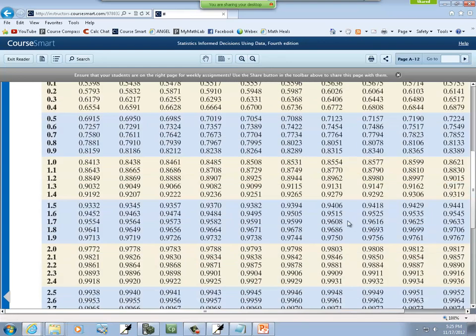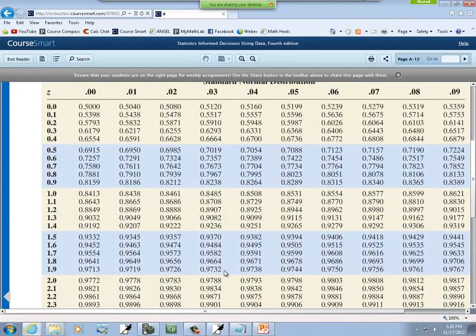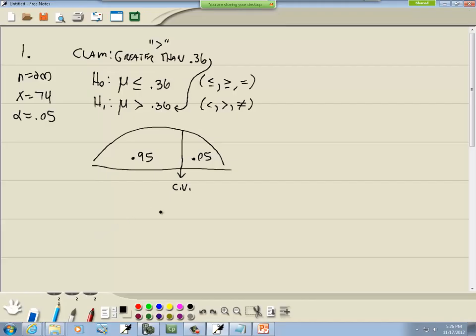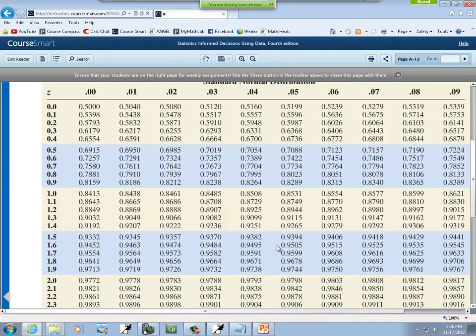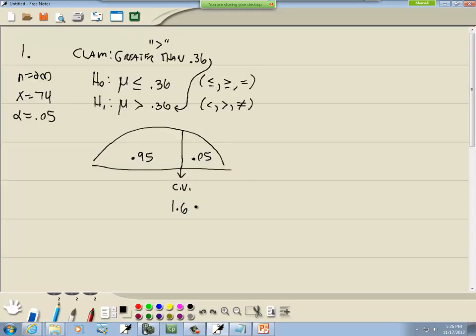Okay, 0.95. Here's 0.9495, here's 0.9505, so it's halfway in between these. So I'm going to come over here, it gives us 1.6. And if I go up here, this is 0.04 and this is 0.05. This gives us the hundredths place. So halfway in between 0.04 and 0.05 is 0.045. So that'd be our critical value.